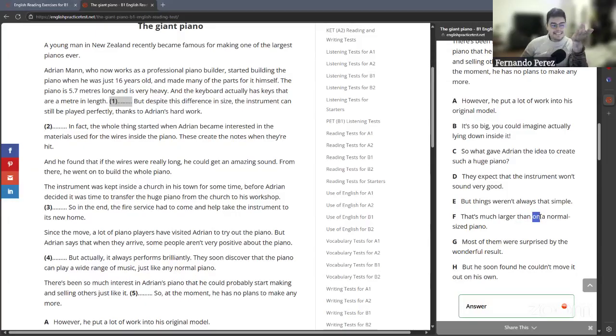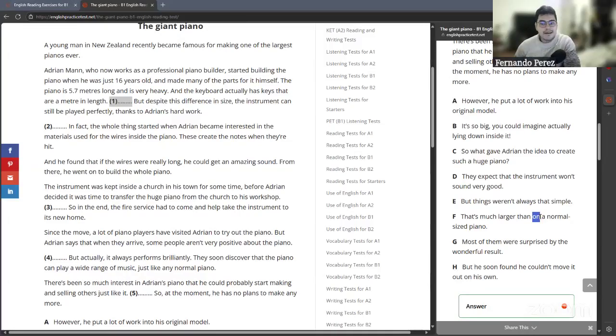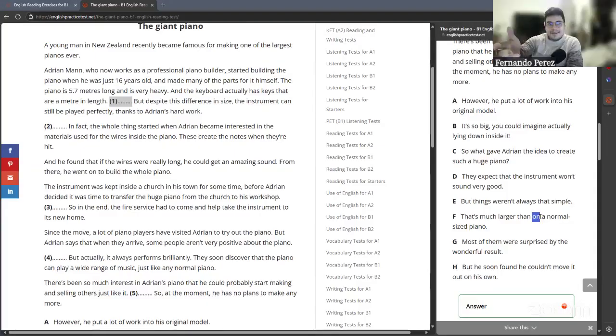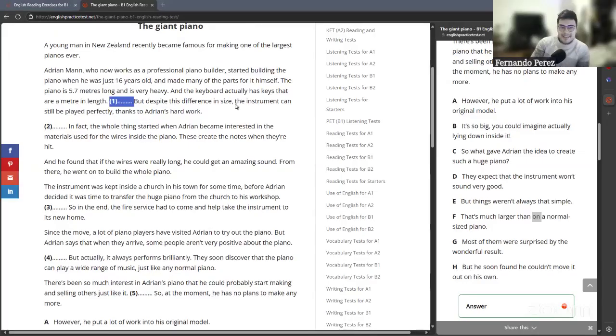Where are the keys? Answer the question. Where are the keys? The keys are on the top of the piano. On the piano. That's the reason this word gives us the answer number one. Okay. You see the details that we need to read, guys?